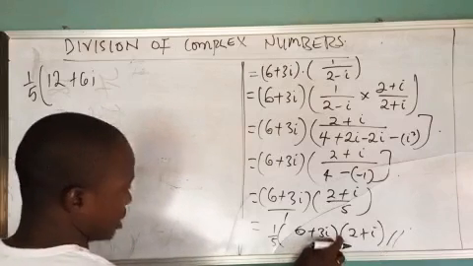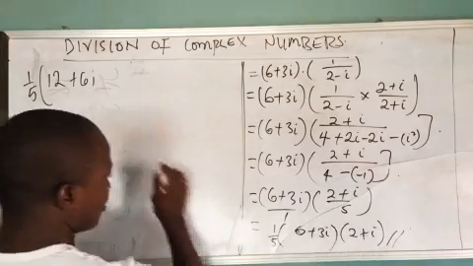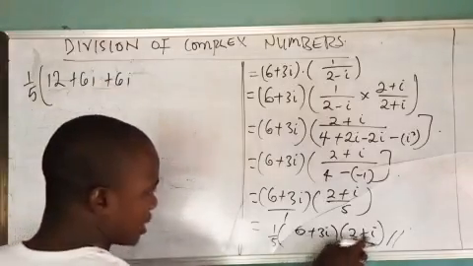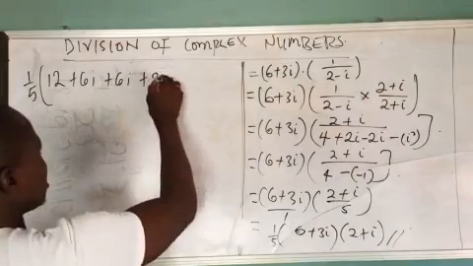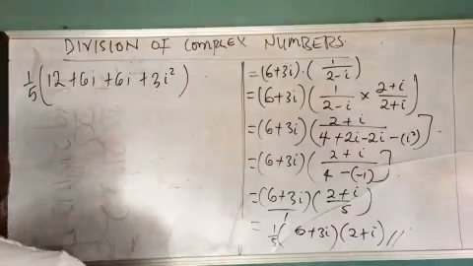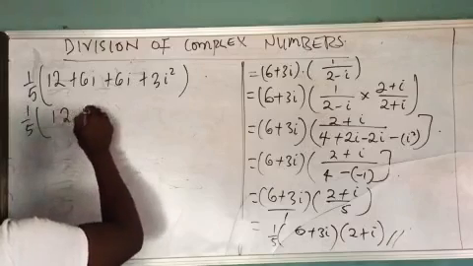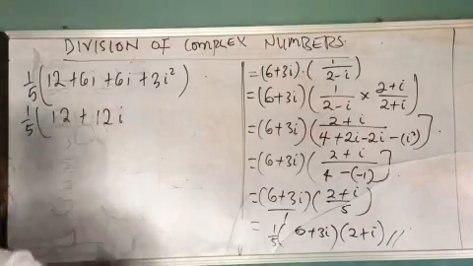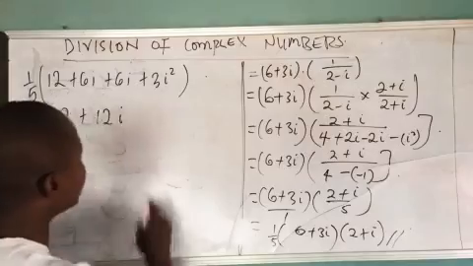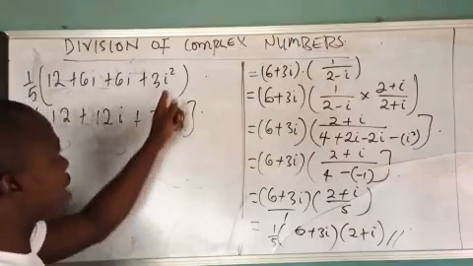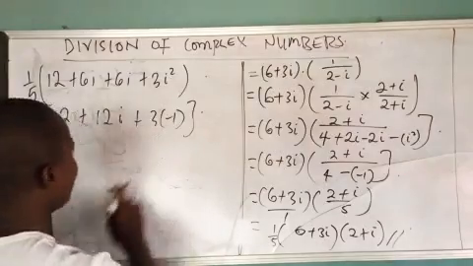Then we take the second one, that is 3i. 3i times this one, we have what? We have plus 6i again. Then 3i times this, we have what? Plus 3i squared. I get it. So we have 1 over 5, 12 plus 6i plus 6i plus 3 into minus 1. Do not forget that i squared is the same thing as minus 1.